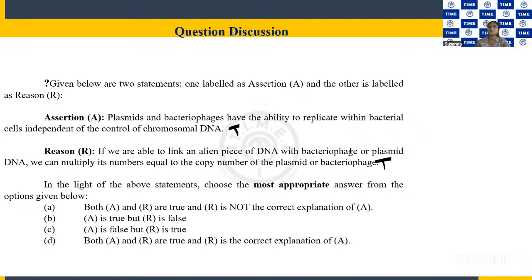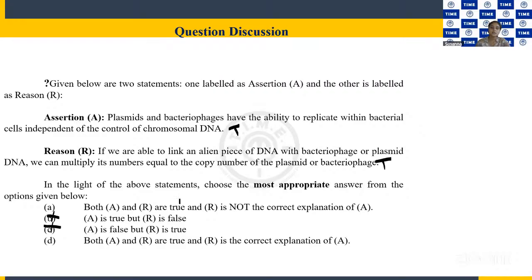Like how many copies of the plasmid or bacteriophage there are, a similar number of copies of the alien piece of DNA is also formed, right? So both the statements are true. If that's the case, we can ignore the B option and the C option, because they say A is true, R is false, or A is false, R is true. We already know that the assertion statement and the reason statement are both true.